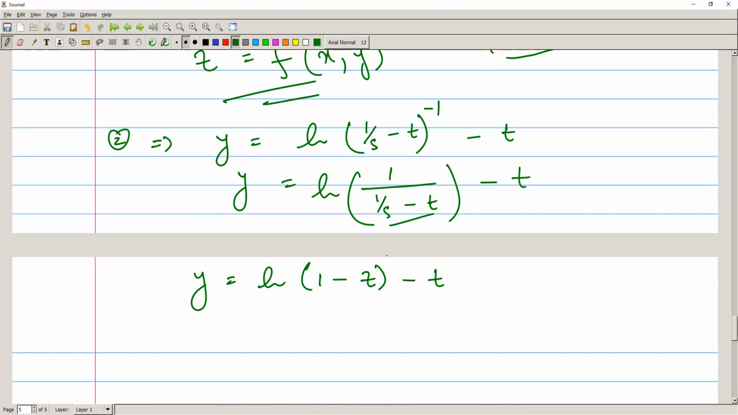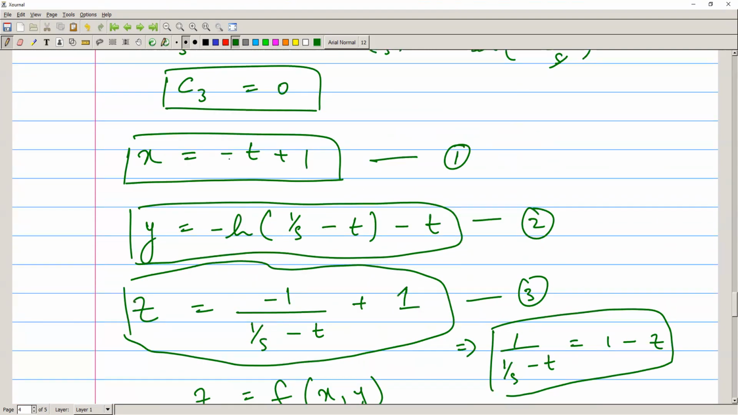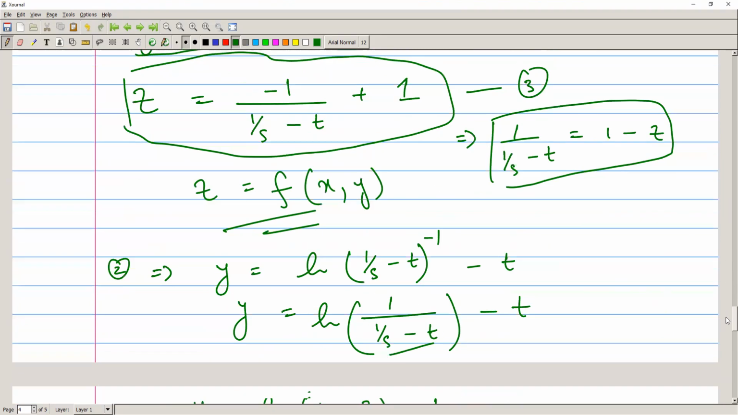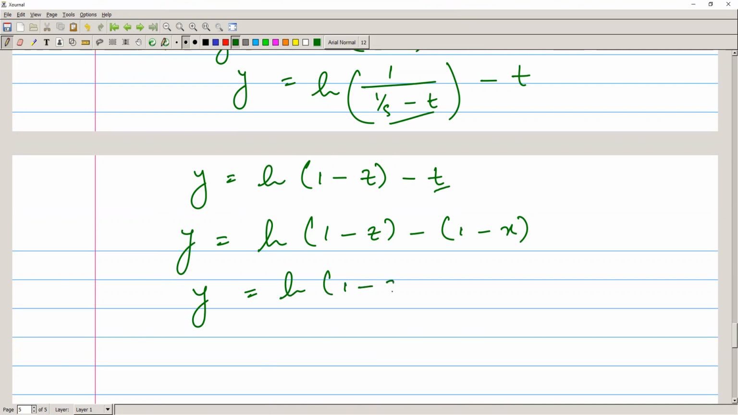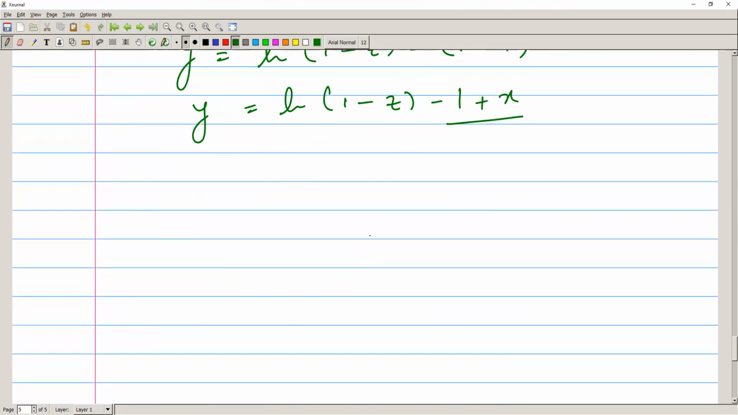Now half part is done. So now I have to remove this t from here. For this t, I will use the equation of x, that is t will be equal to 1 minus x. So I will write 1 minus x in place of t. So this will be y is equal to ln 1 minus z minus 1 plus x. I will shift this onto the right hand side because I need a function of z in terms of x and y. So this will be y plus 1 minus x is equal to ln 1 minus z.